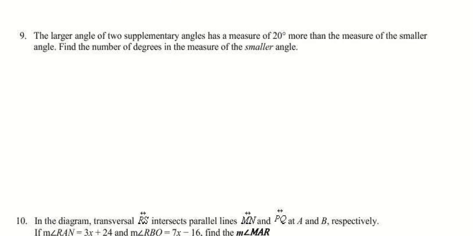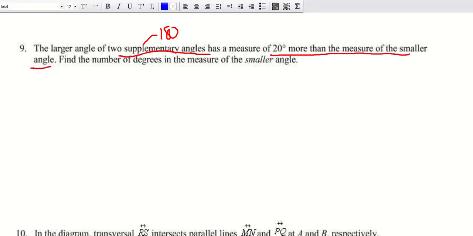And the last one: the larger of two supplementary angles. So remember, supplementary, once again, means they add to 180. It has a measure of 20 more than the smaller angle. This is a word problem, so we need to get in the door, we need a key. So we're going to say it's 20 more than smaller. So I need to know the smaller first. So x is equal to the smaller angle, which means that the other one is 20 more. So that's x plus 20. That's the larger angle.